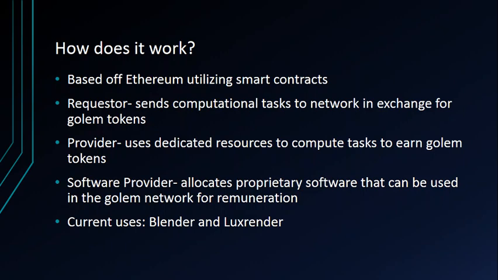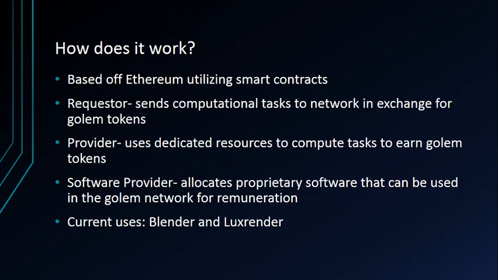classifies three different types of people who will use their product. First, they have the requesters. These people need to have an image rendered, or they need to borrow the computing power. And they do this by setting a price for the amount of tokens that they would like to give to complete a certain portion of a task.